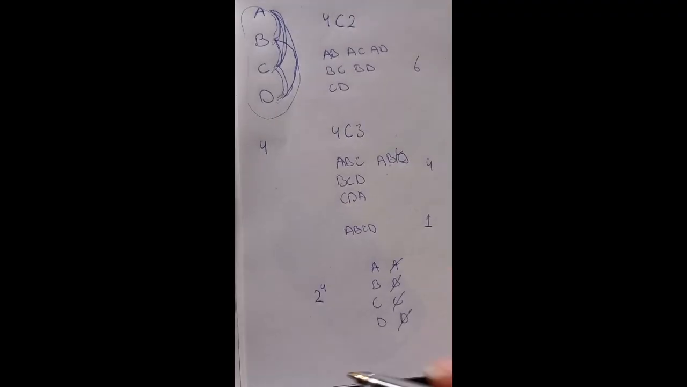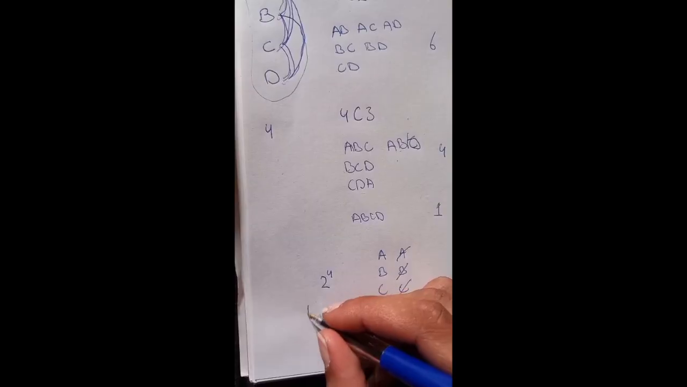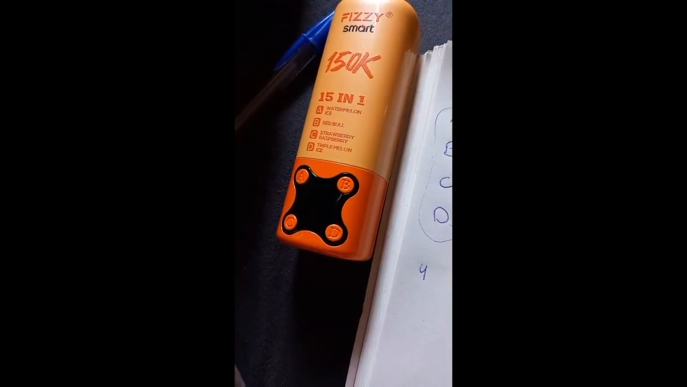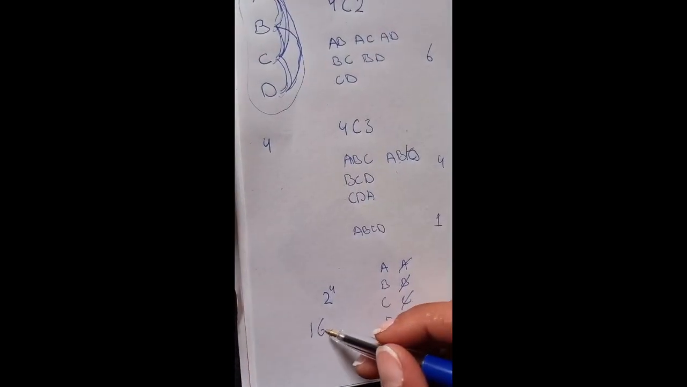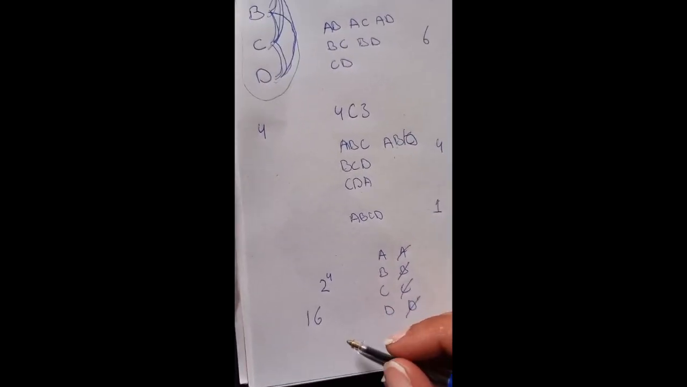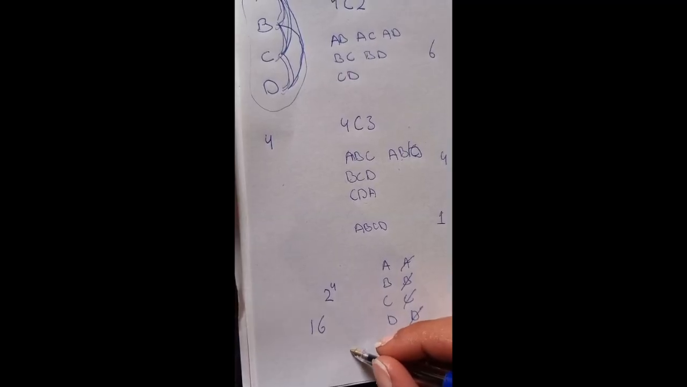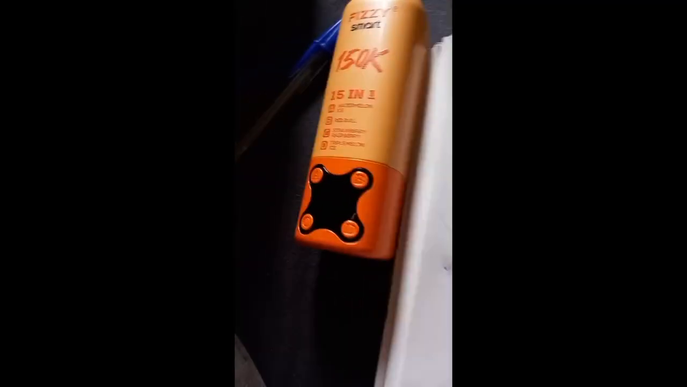And then you have that formula. But this comes out to 16. And there are only 15 flavors, which means that 1 is missing, and that is no flavor. So nothing, because that doesn't exist.